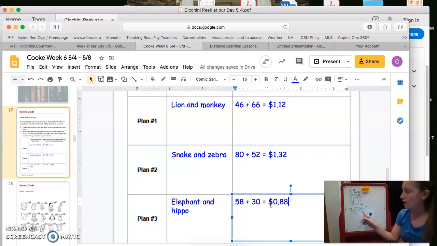So for plan 1, if I gave the cashier $2 and it cost $1.12, the cashier is going to give me 88 cents back. So a challenge would be taking your answers from plan 1, 2, and 3 and subtracting them from $2. So this is just an extra challenge you can do if you want to practice a little bit more math.